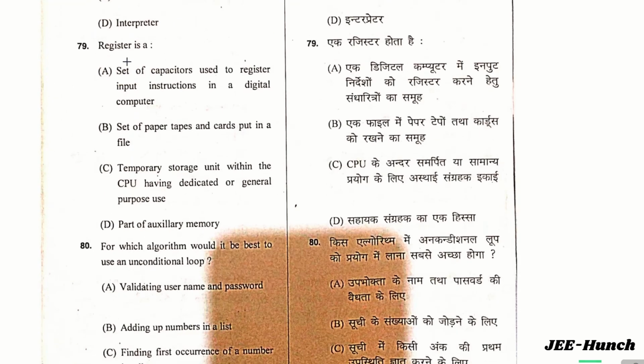79. Register is what we have seen that is at the top of the hierarchy. Okay, so the work of a register is a temporary storage unit within the CPU having dedicated general purpose use. Okay, after this it goes to cache memory.